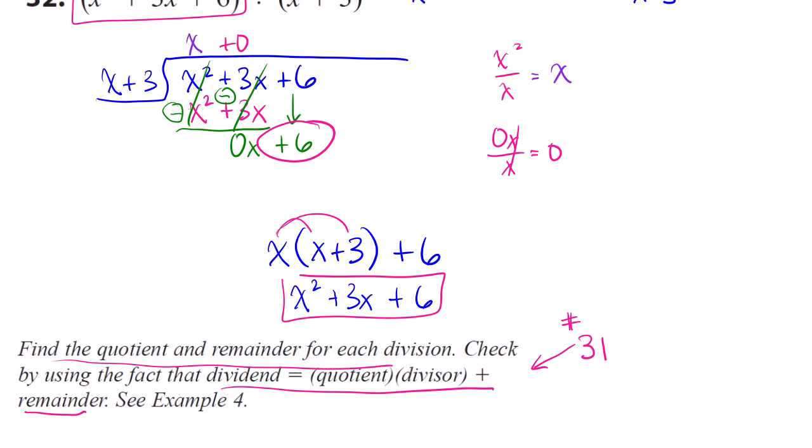And then this is something that on a test, if you have some time and you're not sure about your answer, you can check, right? You can multiply the quotient by the divisor and then add the remainder, right? And that should give you the dividend, right? So quotient multiplied by divisor plus remainder gives you the dividend.